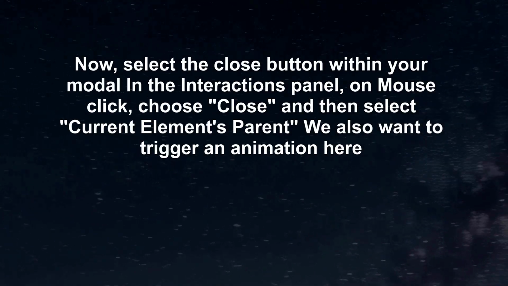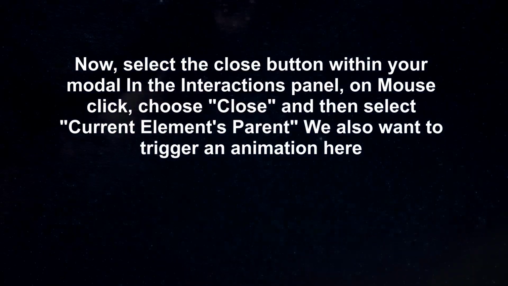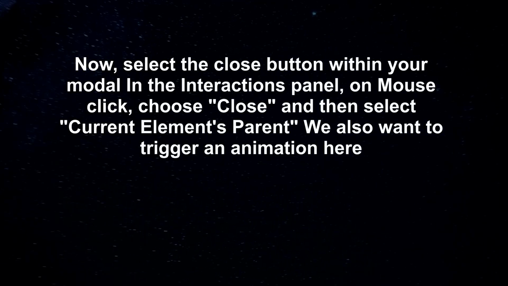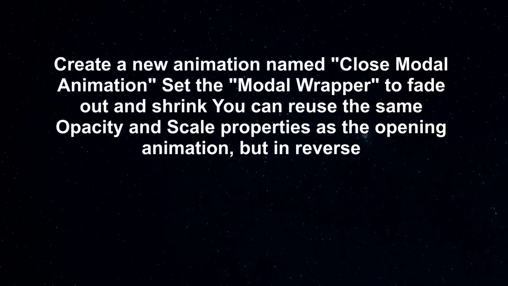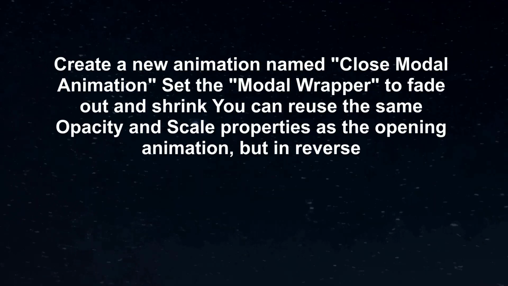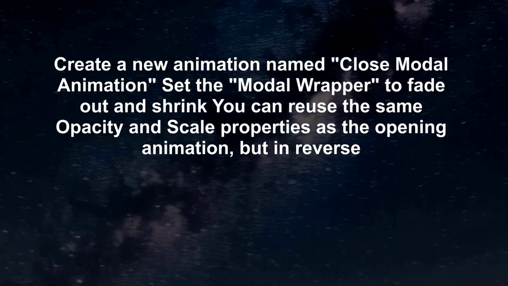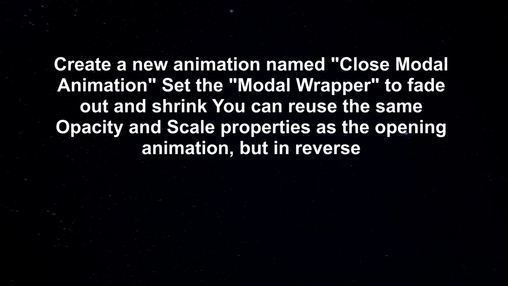Now select the Close button within your modal in the Interactions panel. On mouse click, choose Close, and then select Current Element's Parent. We also want to trigger an animation here. Create a new animation named Close Modal Animation. Set the modal wrapper to fade out and shrink. You can reuse the same opacity and scale properties as the opening animation, but in reverse.